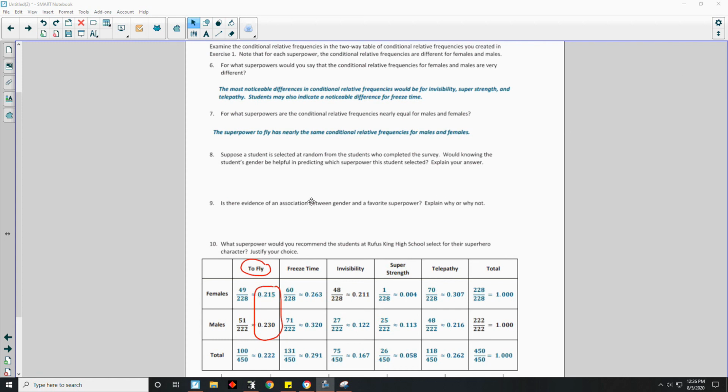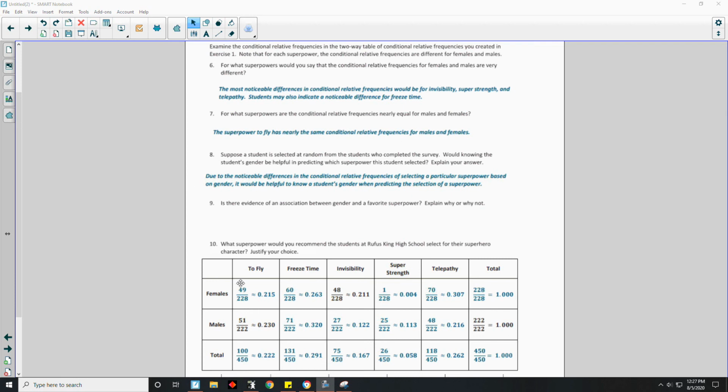Number 8, suppose a student is selected at random, okay, so a random selection, from the students who completed the survey. Would knowing the student's gender be helpful in predicting which superpower the student selected? Explain your answer. Okay, so one here could say, due to the noticeable differences in the conditional relative frequencies of selecting a particular superpower based on gender, it would be helpful to know a student's gender when predicting the selection of a superpower.